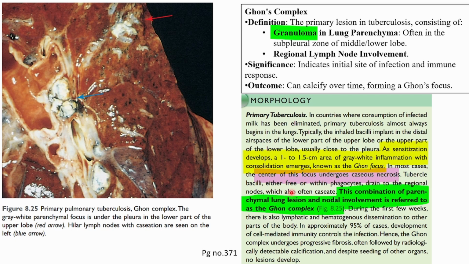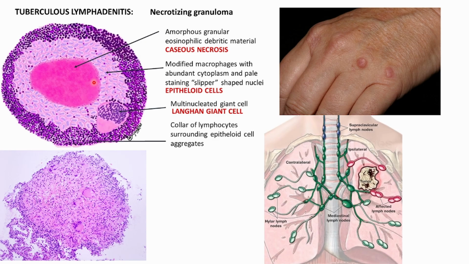So tubercle bacilli, either free or within phagocytes, drain into the regional lymph node, which also often caseate. This combination of parenchymal lung lesion and the nodal involvement is referred to as Ghon's complex. So to form the complex, we need the Ghon focus, along with that the lymph node also.